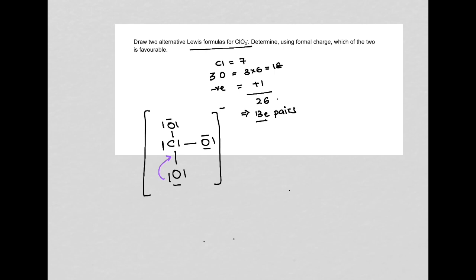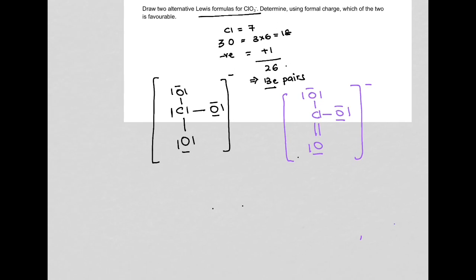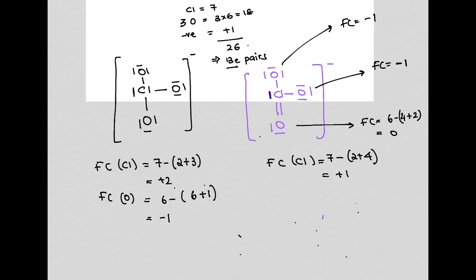Now, as an alternative structure, I'm just going to transfer a lone pair into a bonding pair like this, because remember that chlorine can have expanded octets. So this is the other structure that is proposed. This is going to be negatively charged. Now I'm going to find the formal charge of each one to determine the favored structure. Now, once you find the formal charge, here we have formal charge of chlorine is +1. Formal charge of oxygen is 0. So here we also have formal charge of oxygen -1.